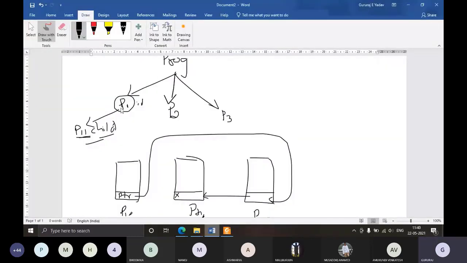One process can create a child process. In such a case, the parent will have the address, or you can say the name or ID, of the child process, so that the parent can keep track of the child processes. To keep track, first it has to remember the name of the child, the process ID. That is why it will keep track of the process ID of the child process. Next is priority.